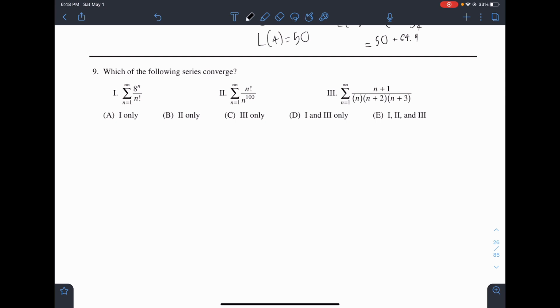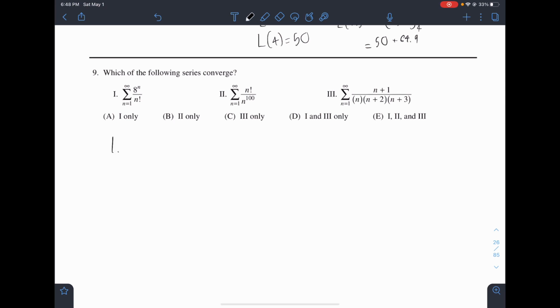Awesome. So number 9 is another series question. Let's do series 1 first: 8 to the n over n factorial. What we're going to do for this one is the ratio test. We take the limit as n goes to infinity of the absolute value of a of n plus 1 over a of n, so 8 to the n plus 1 over n plus 1 factorial, divided by 8 to the n over n factorial.